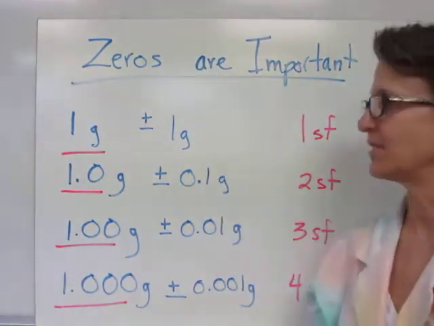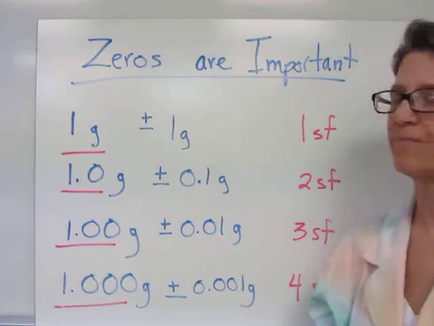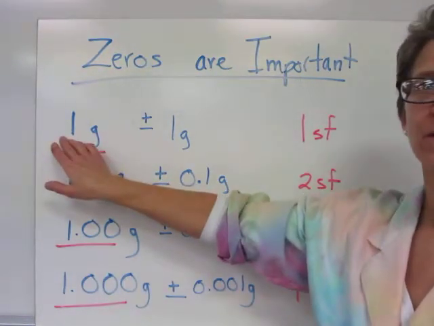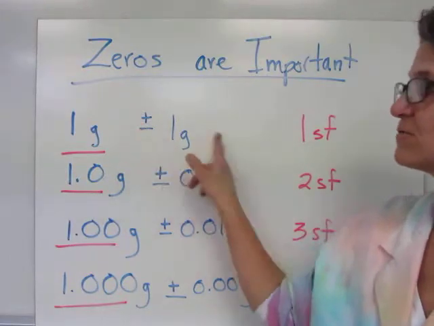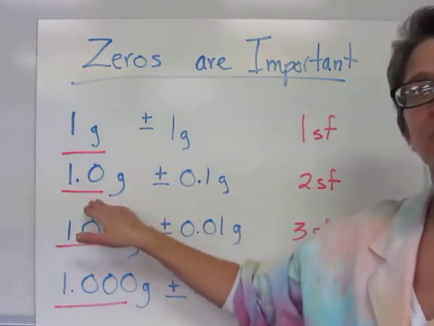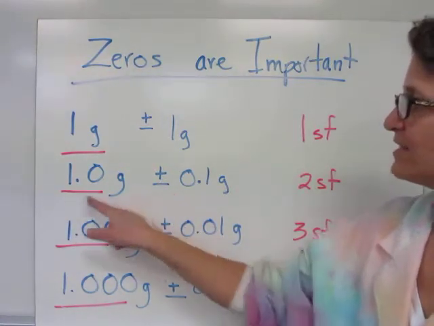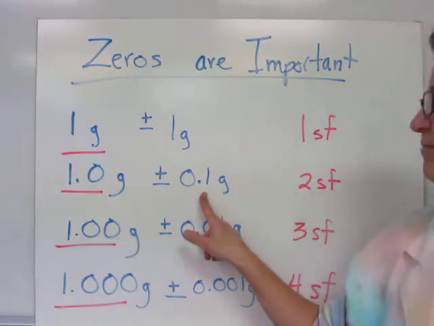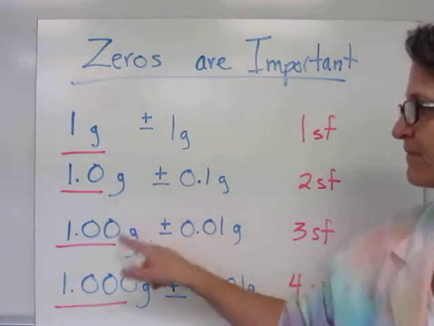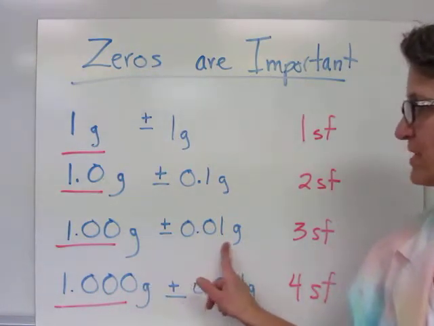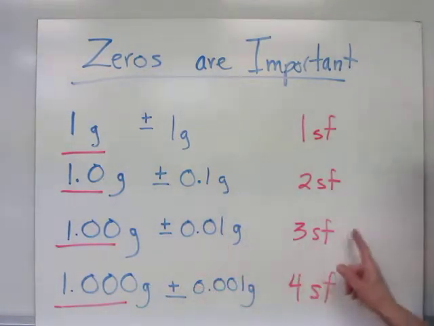Zeros are very important when you're recording a number. We have scales at our school that read to 1 gram. Your accuracy is plus or minus 1 gram. That's your uncertainty. We have scales that read to 1/10 of a gram. This has 2 sig figs, and its uncertainty is 1/10, plus or minus 0.1. When it reads to 100th, our uncertainty is 0.01, and we have 3 sig figs.